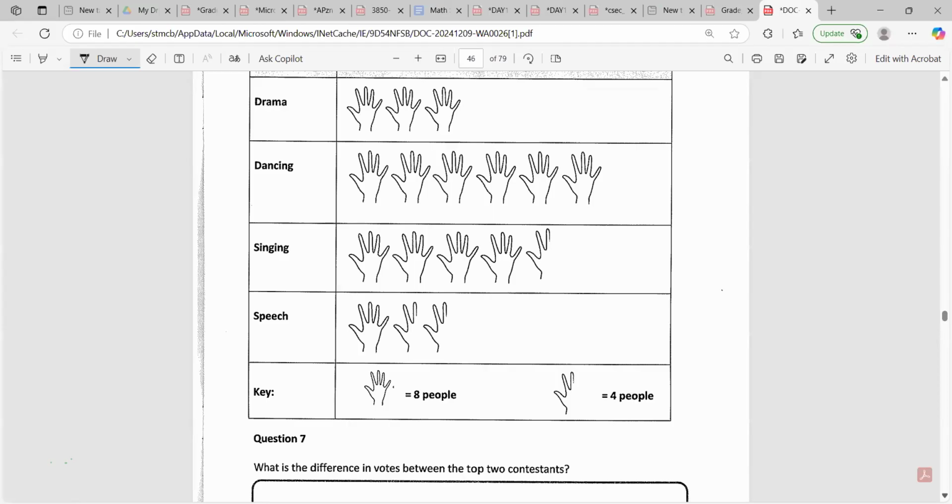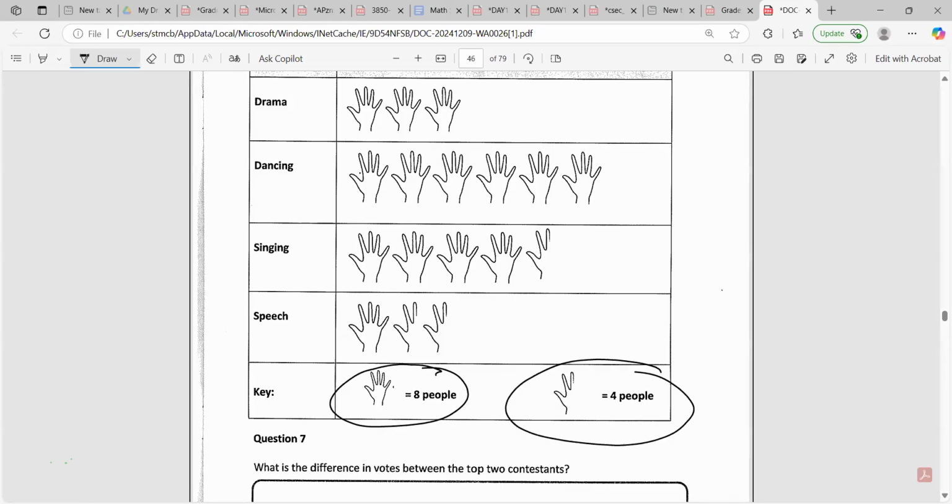What is the difference in votes between the top 2 contestants? What is the total distance? Now, what is the difference in votes between the top 2 contestants? The key is there. It was given. I don't have to do anything. It's there.